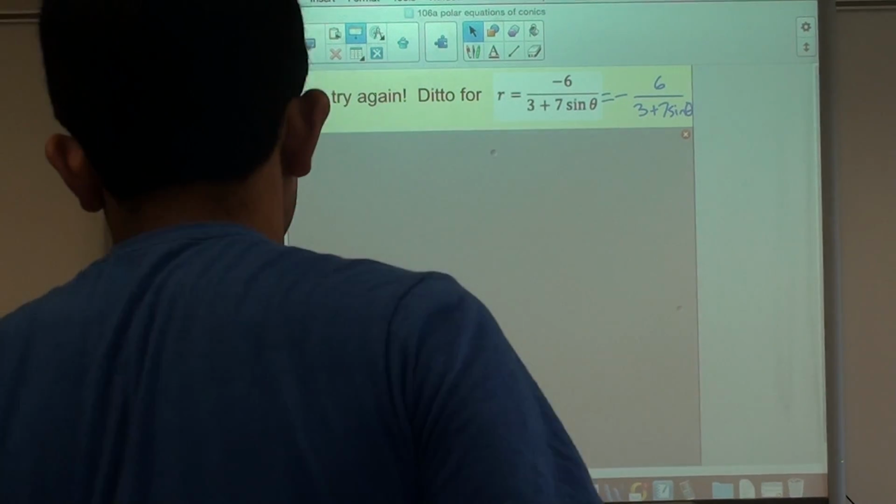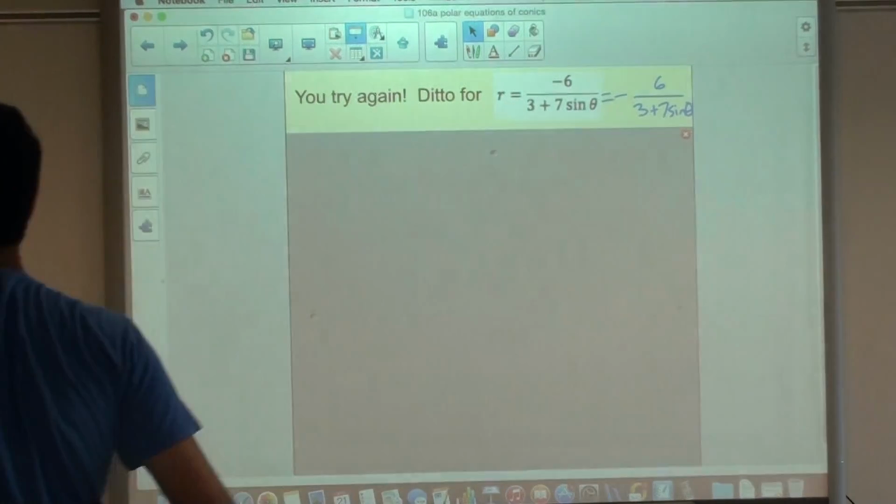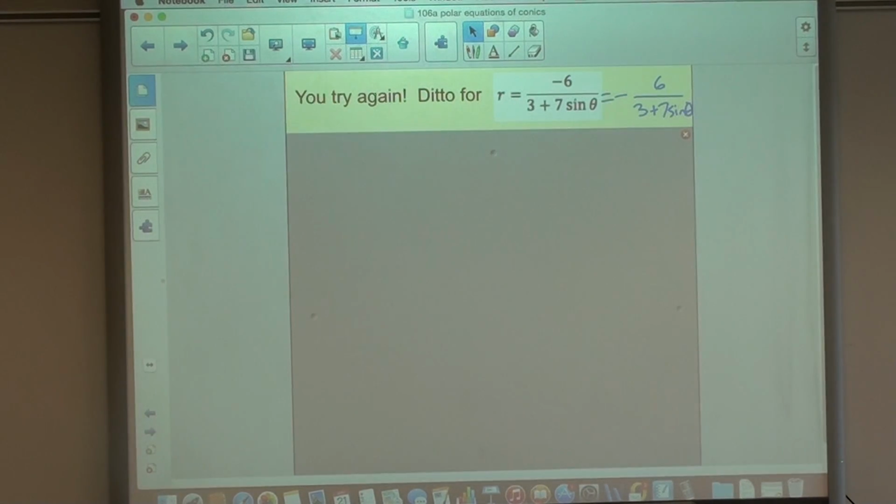Of course, you need to graph the directrix. That's the little dotted line.